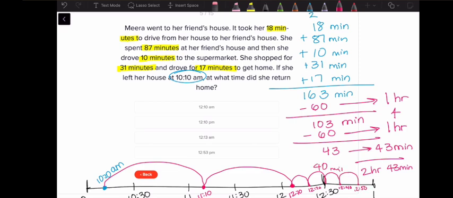But that's only equivalent to 40 minutes, and I have 43 minutes. So I'm going to add just 3 more minutes to that. So that's going to put me at 12:53 p.m. Okay? So she got back home at 12:53 p.m.